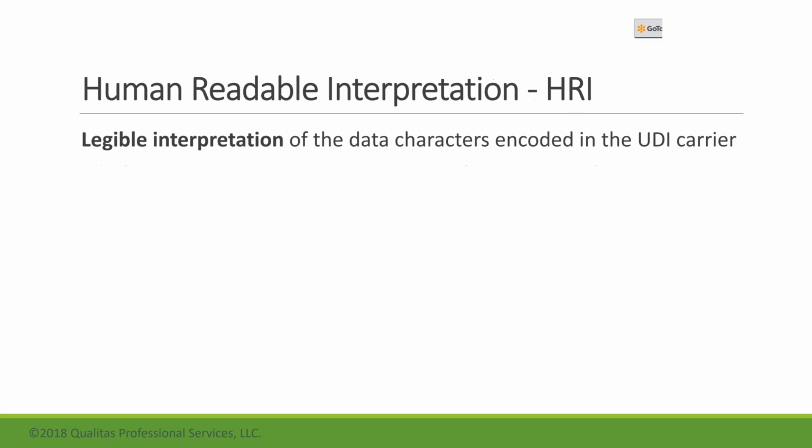The Human Readable Interpretation, HRI. This is your legible interpretation of the data characters encoded in the UDI carrier. And that's going to appear when you're talking UDI. The UDI is going to be the barcode, the AIDC barcode, along with the HRI information together. So that's going to create your UDI. And that's so that as a consumer, we're not always going to have a really cool barcode UDI reading app on our phone. You still need the UDI information, but you're not able to read it.